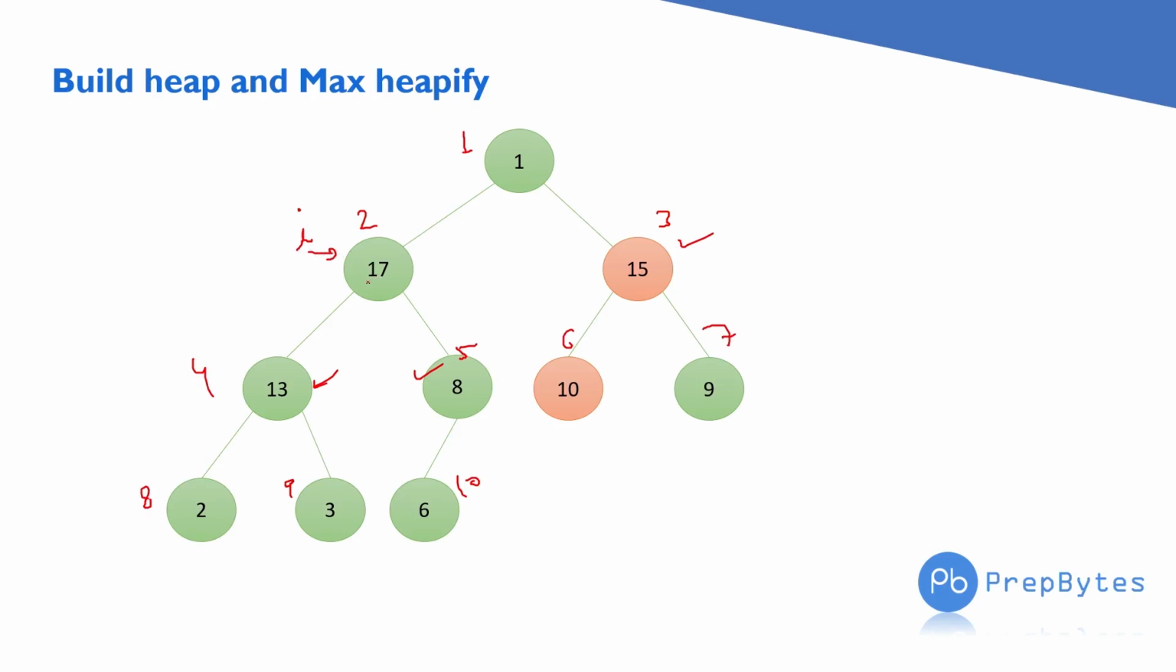Now you know what the process is. What we will do, just think about it: we will check with the left, we will check with the right, correct? Now suppose the left is smaller, so where will the largest point now?